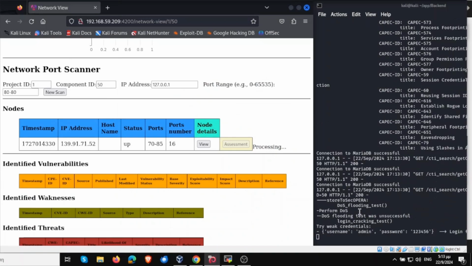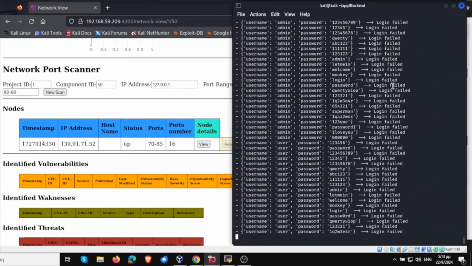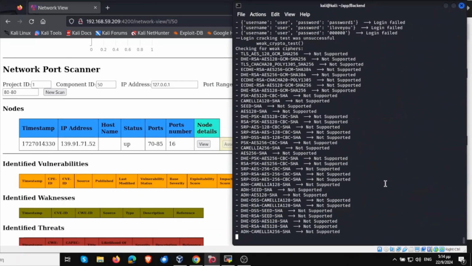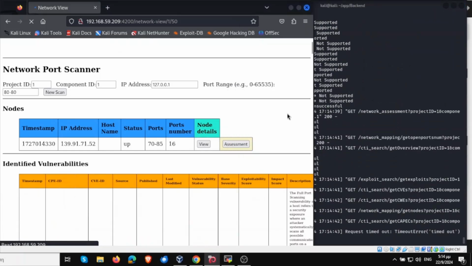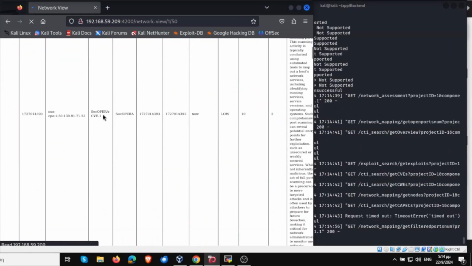Therefore, the tests for DOS attacks, login cracking, and weak cryptography will fail. The result is that only the initial test was successful, and the component was hardened against the other tests.